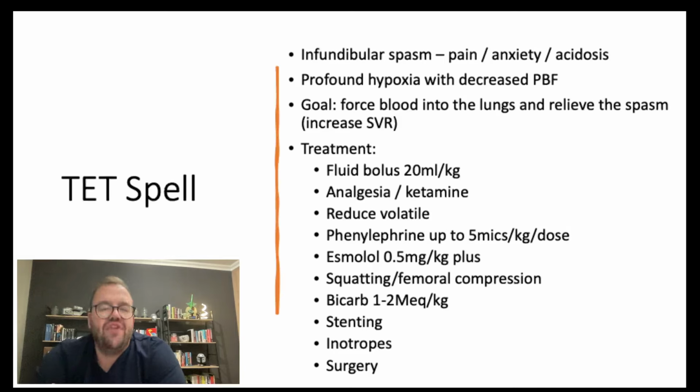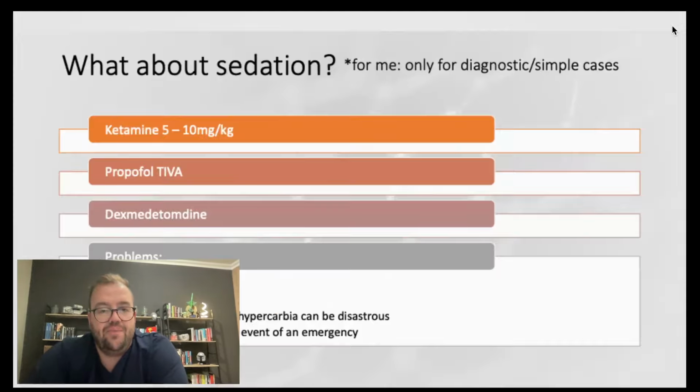infundibulum spasm. You can squat them or do femoral compression. You can give bicarb, 1 to 2 milliequivalents per kilogram, put them on inotropes, stent, or rush them to cardiac theatre. Oh, let's go one back.